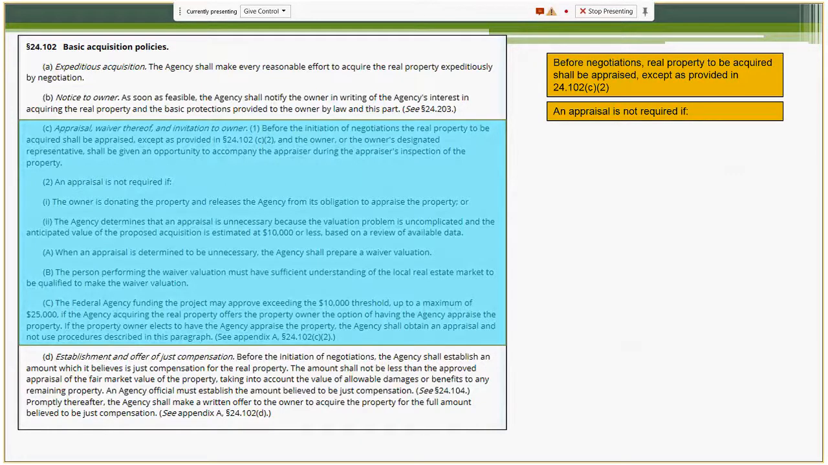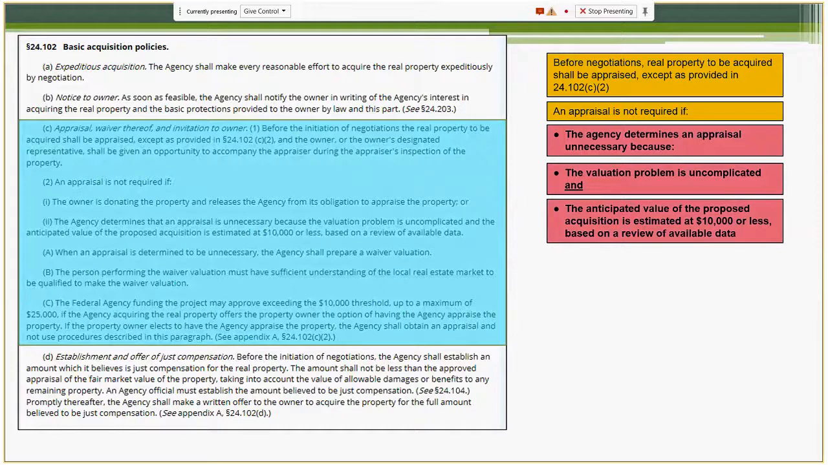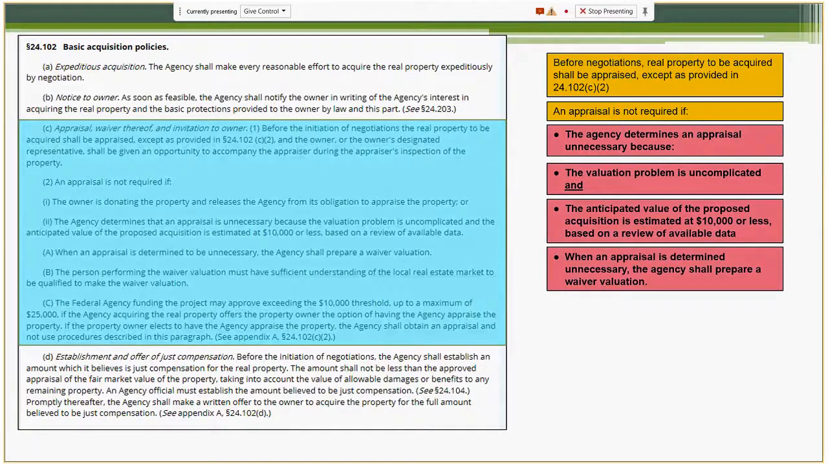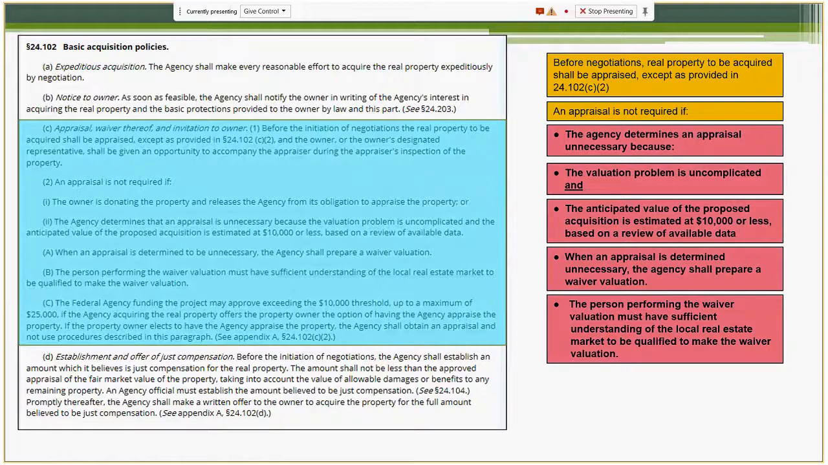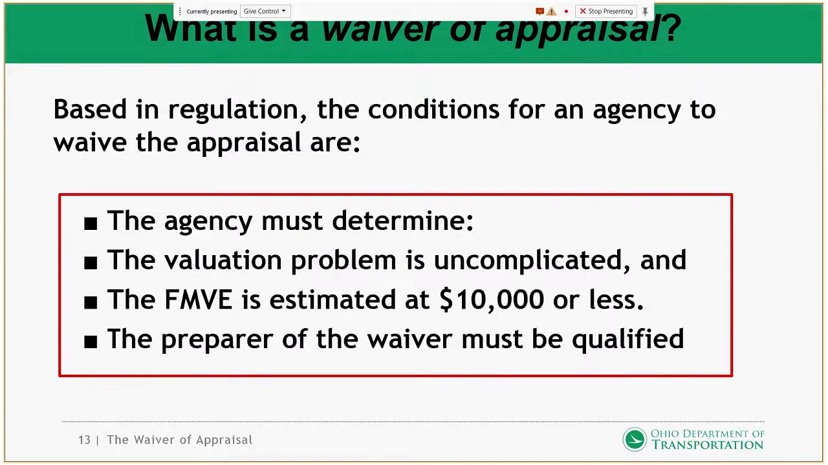An appraisal is not required if the agency determines an appraisal is unnecessary because the valuation problem is uncomplicated and the anticipated value of the proposed acquisition is estimated at $10,000 or less based on a review of available data. When an appraisal is determined unnecessary, the agency shall prepare a waiver valuation. The person performing the waiver must have sufficient understanding of the local real estate market to be qualified to make the waiver valuation. So based on these regulations, the conditions for an agency to waive the appraisal are: the agency has to determine the valuation problem is uncomplicated, FMVE or compensation is estimated at $10,000 or less, and the preparer of the waiver must be qualified.